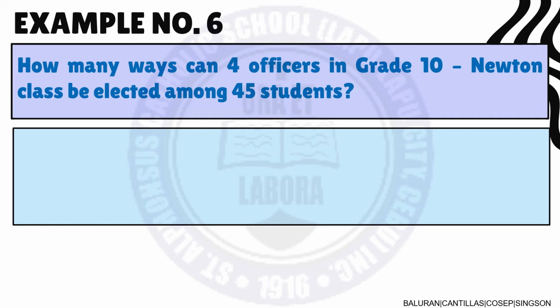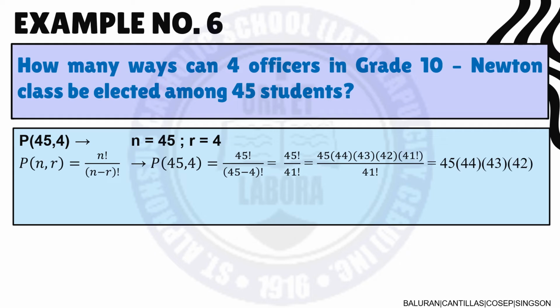Example number 6. How many ways can 4 officers in grade 10 Newton class be elected among 45 students? First we have to identify our n and r. Our n here is 45, that is the total population. Then r is equal to 4. Then the permutation would be the permutation of 45 students taken 4 at a time. Then substitute our formula. So we have 45 factorial divided by the quantity of 45 minus 4 factorial, which is equal to 45 factorial divided by 41 factorial.